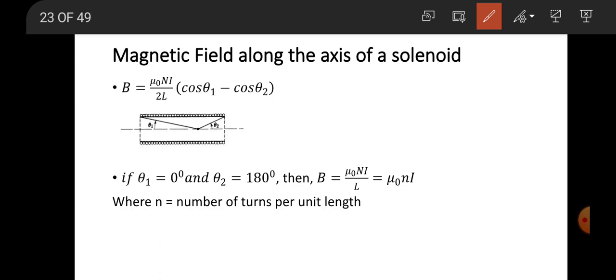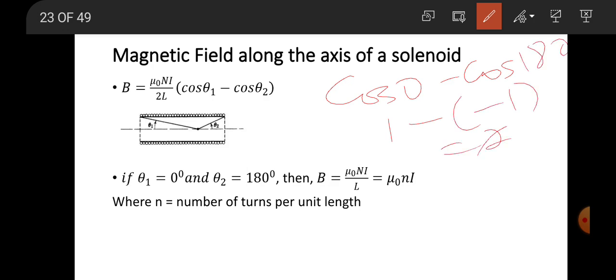B is equal to mu naught Ni all over L. Of course, the 2 will be cancelled out. That's because cos theta 1, cos 0 is 1, then minus cos 180. Cos 180 is minus 1. So you have 1 minus minus 1, which is equal to 2. So this 2 cancels out this 2 here.